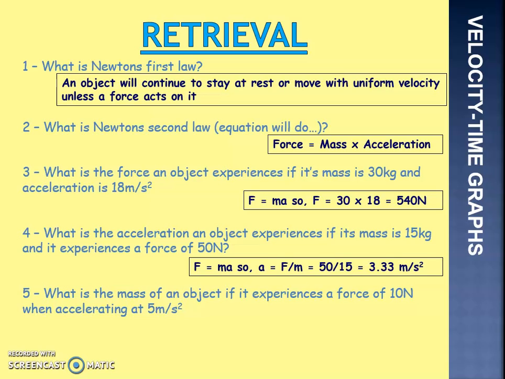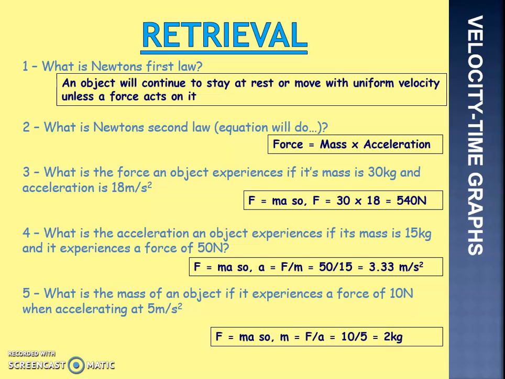Question 5. What is the mass of an object if it experiences a force of 10 newtons when accelerating at 5 meters per second squared? So again, we rearrange the equation to work out the mass. Force divided by acceleration gives us mass. So that's 10 divided by 5, 2 kilograms would be the mass.